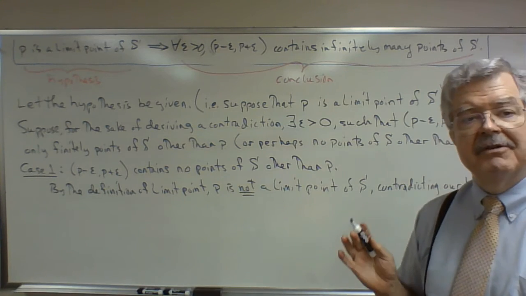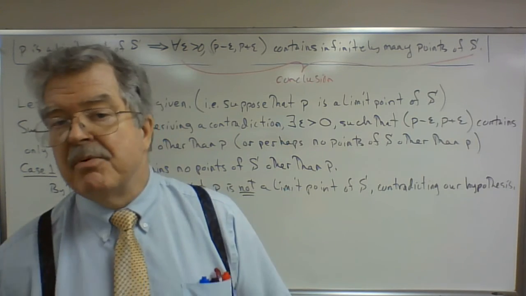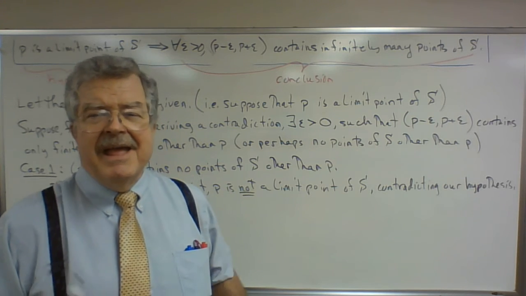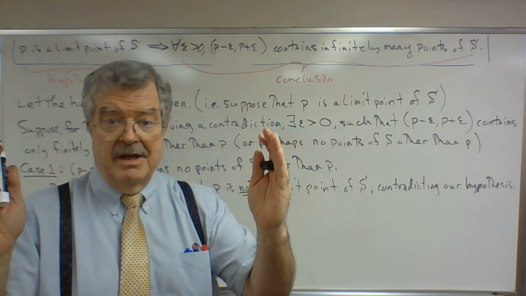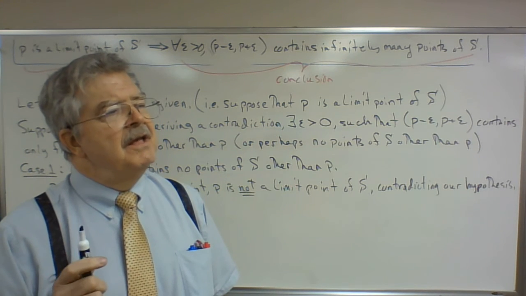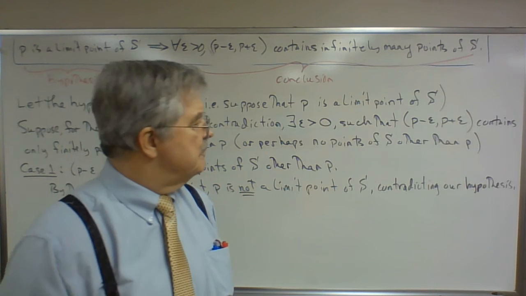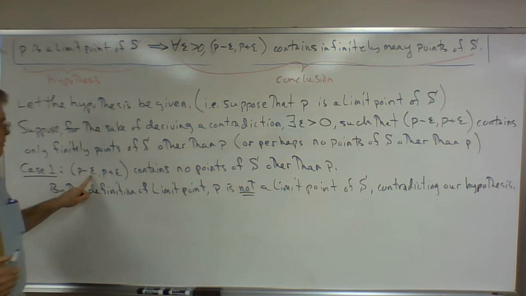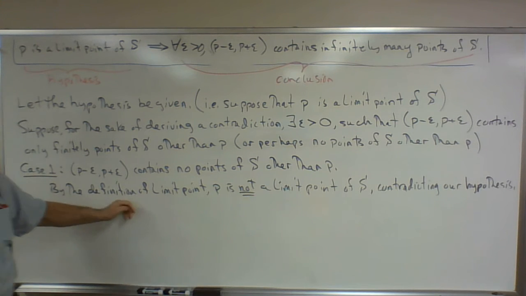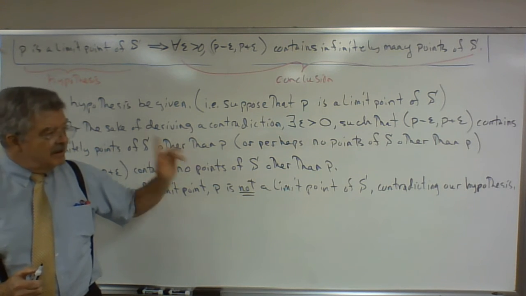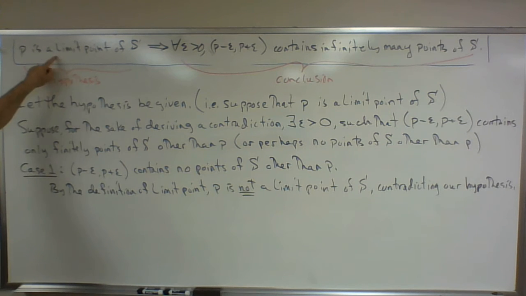Remember the definition of limit point? P is a limit point of a set of real numbers S if every interval of the form P minus epsilon, P plus epsilon contains a point of S other than P itself. So if the interval P minus epsilon, P plus epsilon contains no points of S other than P, then by definition of limit point, P is not a limit point of S, and that contradicts our hypothesis. So now we come to case 2.